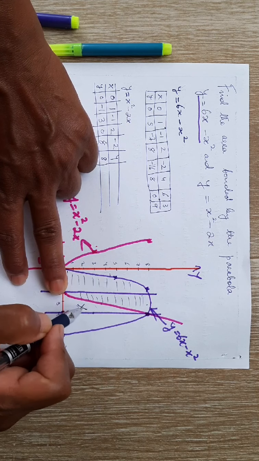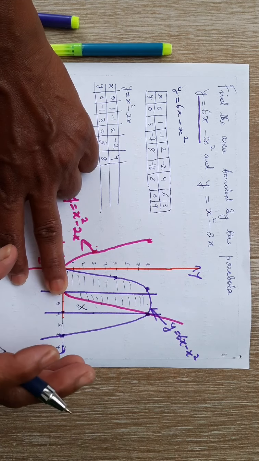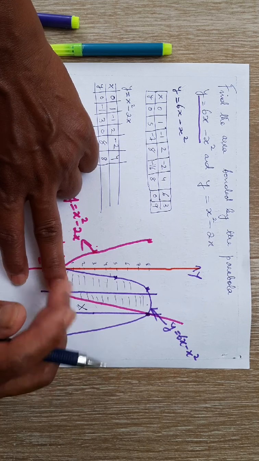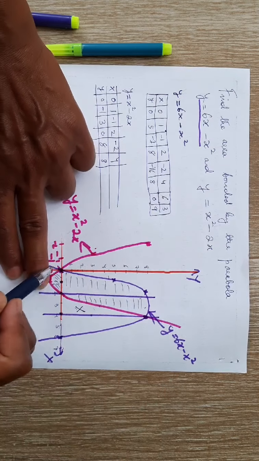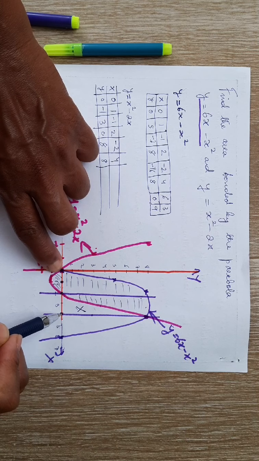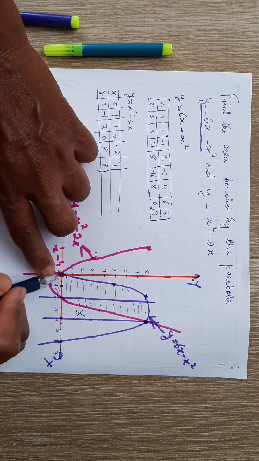This region is not supposed to be included, but later on you'll see that we will subtract that one. So it will be the area bounded by the curve y is equal to 6x minus x square between x is equal to 0 to x is equal to 4. Plus, now consider this area.